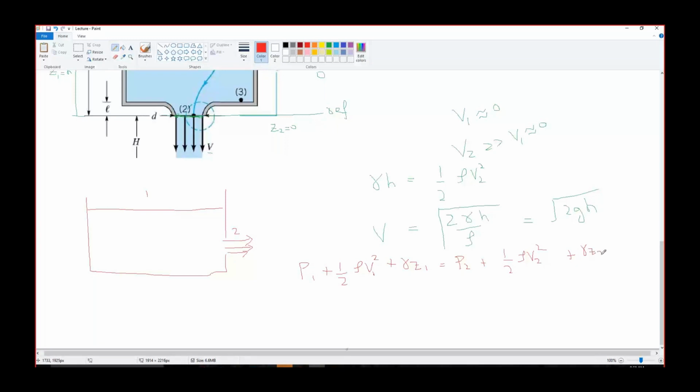Now again, considering the simplifications, P1 would be 0, P2 would be 0, V1 would be 0 because V2 is much greater than V1. Again, if we place the reference at point 2, then Z2 would be 0 and Z1 would be H. What if we place the reference here at the bottom of the tank, and I say Z2 is capital H and Z1 is this small h? Will there be any difference in the equation?